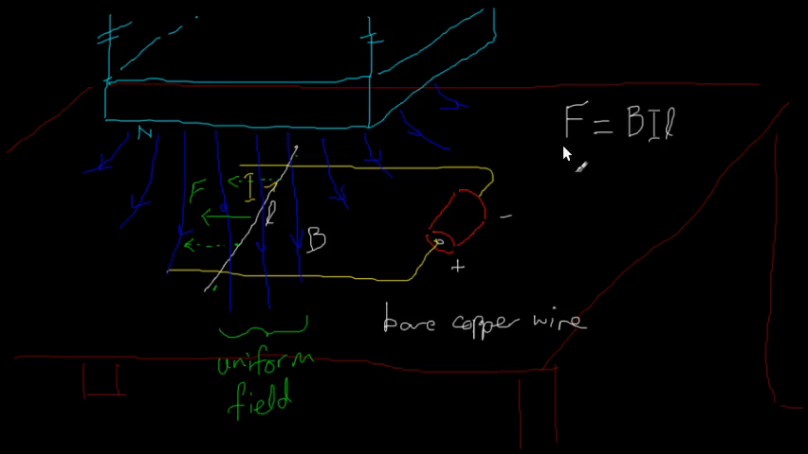In the last video, I talked about how when you have a current in a uniform field, the force acting on the wire with the current is given by this formula. F is equal to BIL, magnetic field strength times the current times the length. Now let's try out this formula for some values just to see how it works.